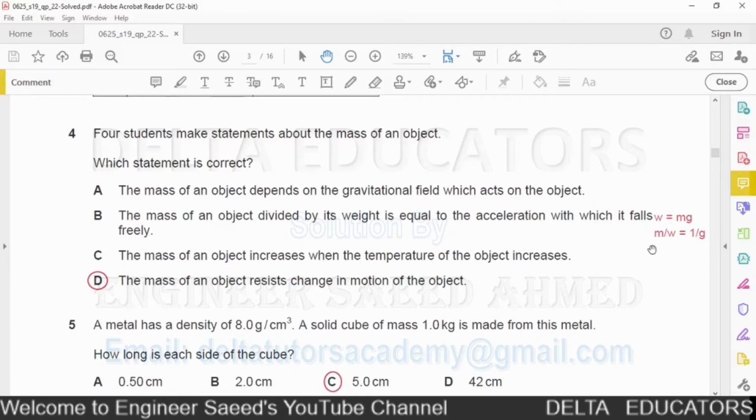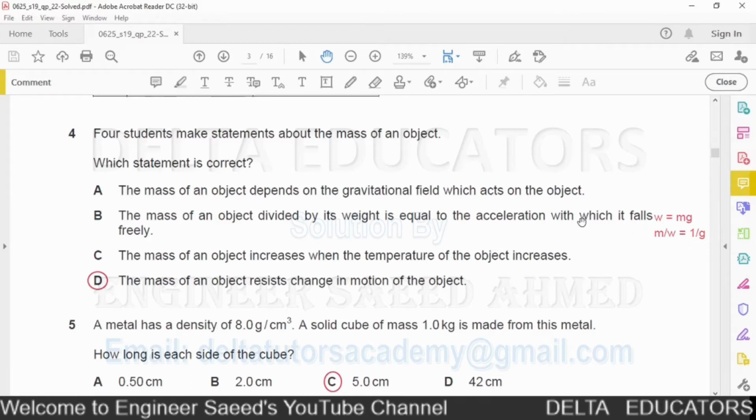Whereas the correct statement is m over w is equal to 1 over g. It is not equal to g that is given in this statement. So B option is also incorrect. Option C, the mass of an object increases when the temperature of the object increases. Mass is quantity of matter that does not depend on temperature. So with the increase or with the decrease in temperature, there will be no effect on mass. So option C is also incorrect.